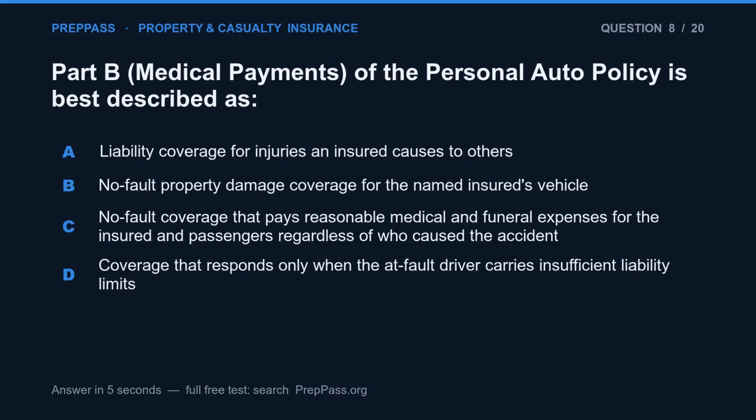Question 8. Part B, medical payments, of the personal auto policy is best described as: A. Liability coverage for injuries an insured causes to others. B. No-fault property damage coverage for the named insured's vehicle. C. No-fault coverage that pays reasonable medical and funeral expenses for the insured and passengers regardless of who caused the accident. D. Coverage that responds only when the at-fault driver carries insufficient liability limits.